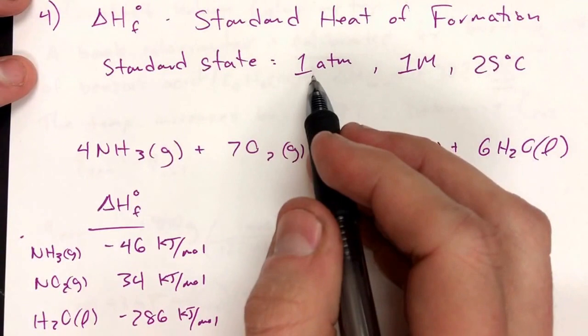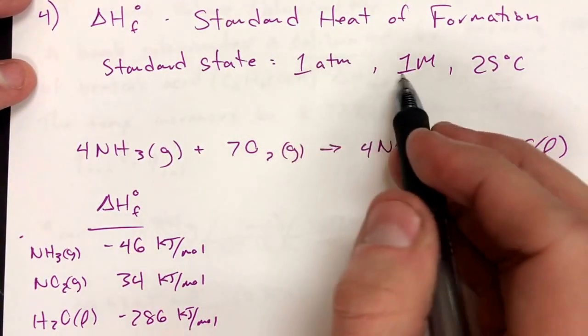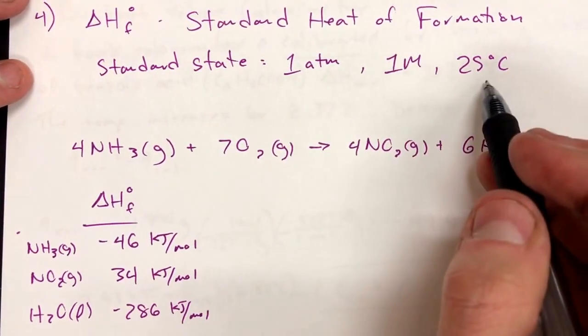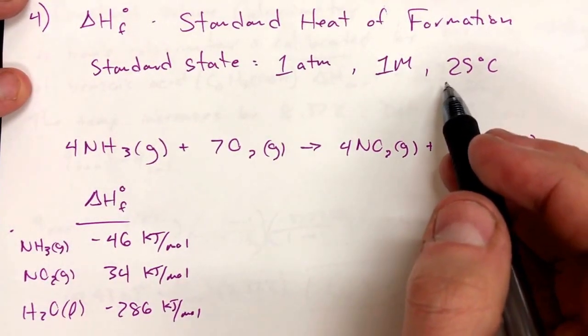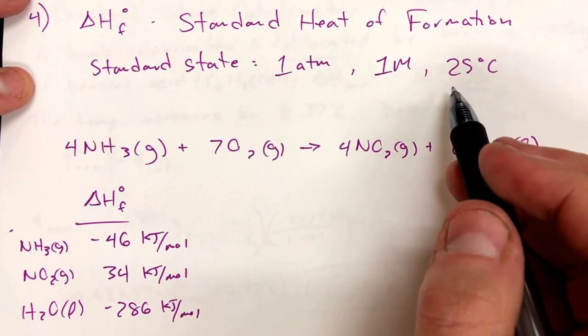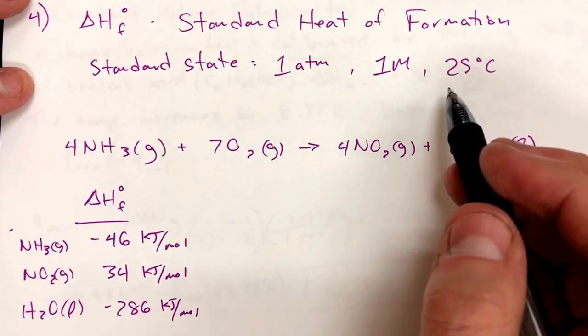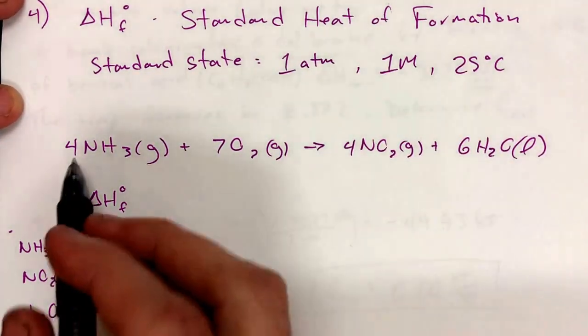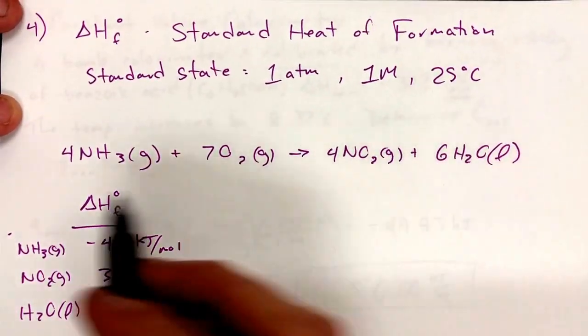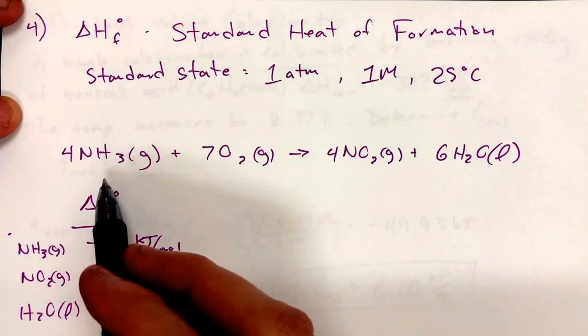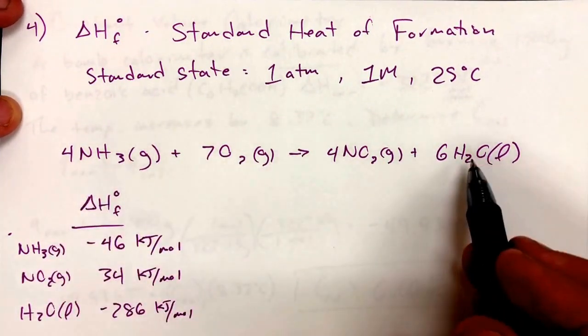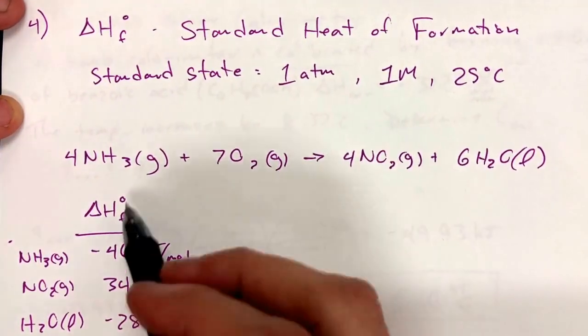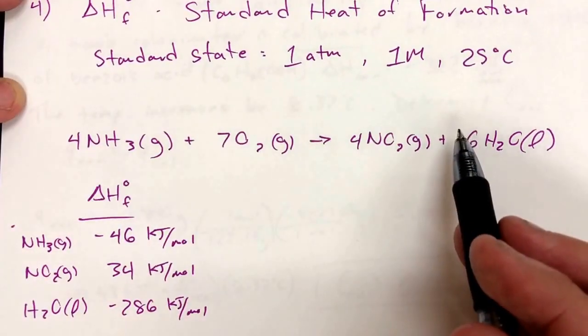Okay, standard state means that all pressures are 1 atmosphere, all molarities are 1 molar, and the temperature is 25 degrees Celsius. Why they did not have it be the same as standard temperature, which is 0 degrees Celsius, I don't know, but whatever, that's the way it is. So if we have a reaction like this, and we want to find the delta H of formation, or the delta H for this reaction, not of formation, we can use the delta H's of formation of the things in there in order to find it.